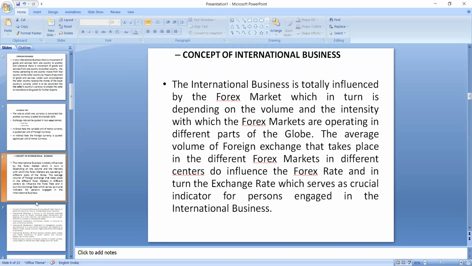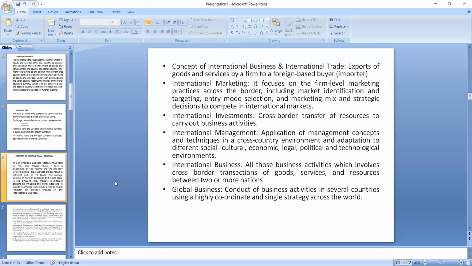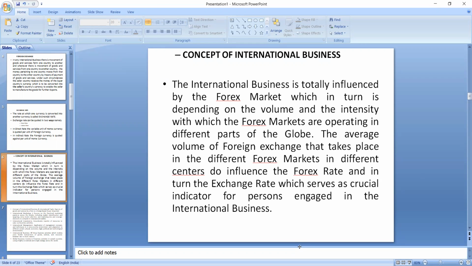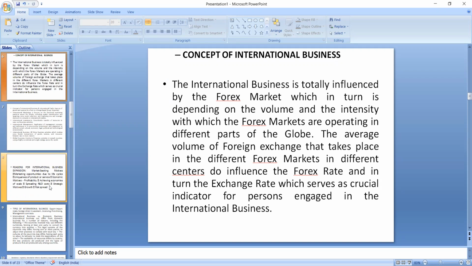Next one, concept of international business. What are the main concepts? International business is totally influenced by the forex market, which in turn depends on the volume and the intensity with which the forex markets are operating in different parts of the globe. The average volume of foreign exchange in different forex markets in different centers influences the forex rate, and in turn the exchange rate, which serves as a crucial indicator for persons engaged in international business. So forex plays an important role in the concept of international business.